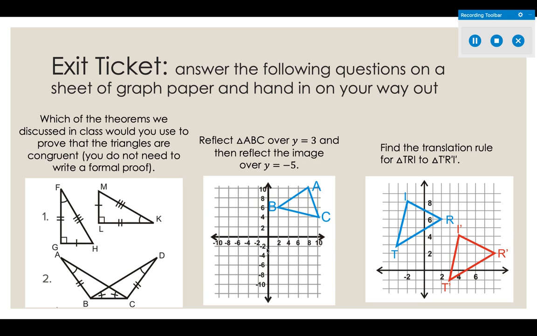The next question is to reflect triangle ABC over the line y equals 3, and then reflect that image over the line y equals -5. And lastly, we have find the translation rule for the triangle TRI to its T prime R prime I prime triangle. So be sure to do this and bring it in with you to class tomorrow.